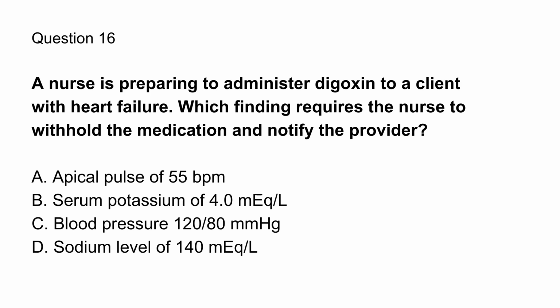Questions 16 to 20. 16. A nurse is preparing to administer digoxin to a client with heart failure. Which finding requires the nurse to withhold the medication and notify the provider? A. Apical pulse of 55 bpm. B. Serum potassium of 4.0 mEq per L. C. Blood pressure 120/80 mmHg. D. Sodium level of 140 mEq per L.